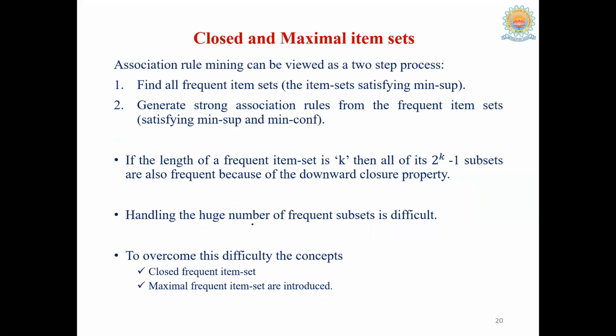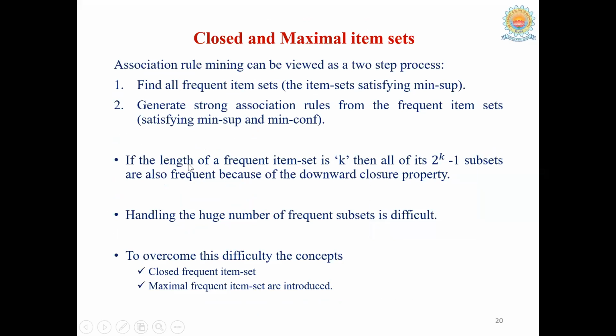And coming to the closed and maximal item sets. Association rule generation is a two-step process. First we need to find all frequent item sets, and next we need to generate strong association rules from those frequent item sets. So in order to generate the strong association rules, first we need to find all the frequent item sets.